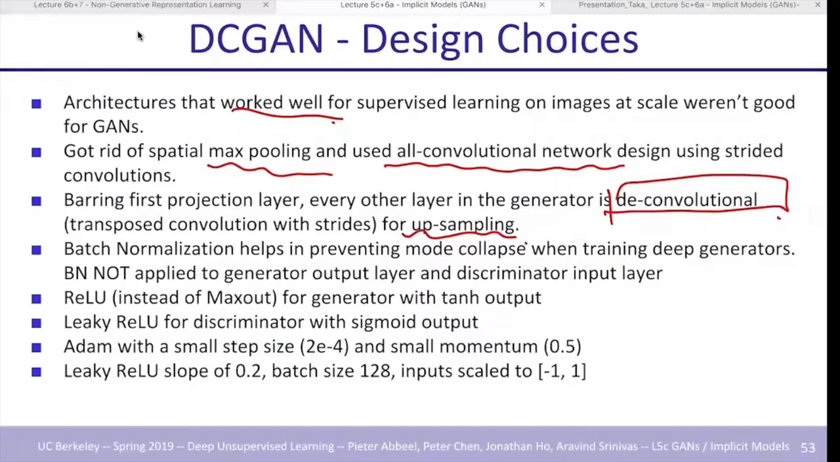Then he also used batch normalization. Batch normalization helps prevent mode collapse. Batch normalization is this: if the data distribution in one layer is unbalanced, then he can use normalization to balance this data distribution into normal.